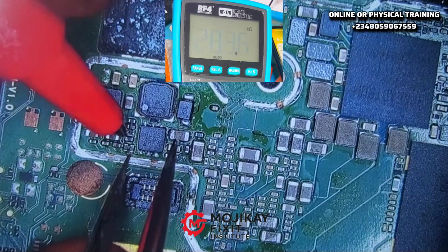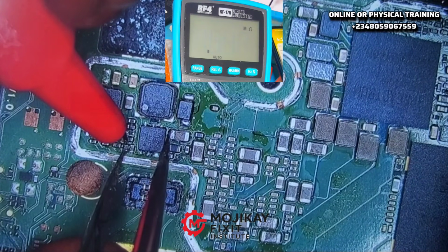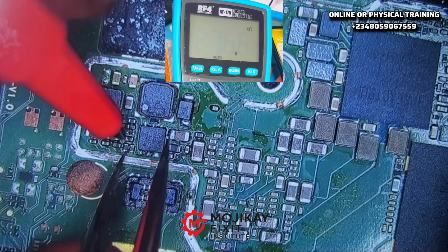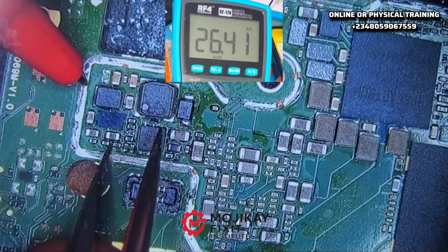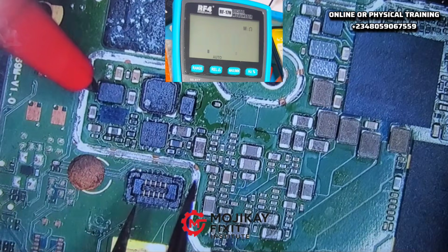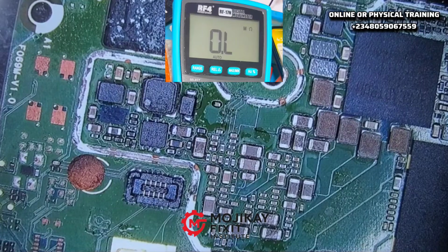26k, bro, that's too high. The second resistor as well, 26k, going to 27k resistor, 27 kilo ohms resistor, and you can see right there. So that is a red flag.